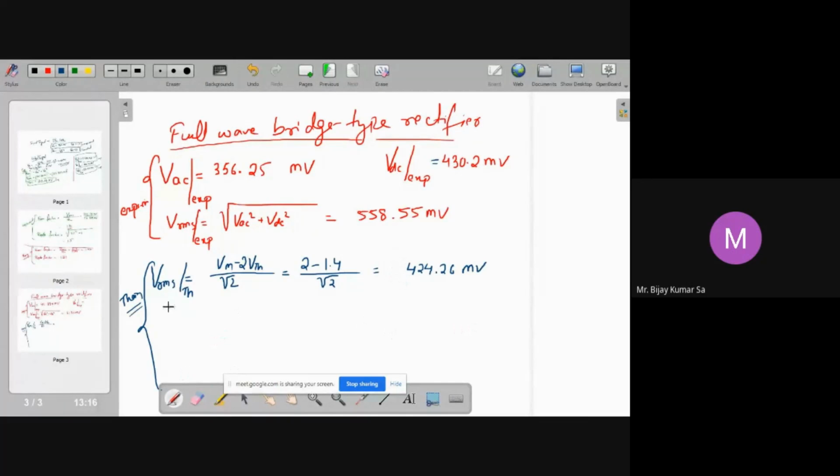Now we should go to calculate VDC theoretical. अगर आइडियल डायोड होता है तो क्या होता, 2 VM अपॉन पाई होता है, लेकिन ये आइडियल डायोड नहीं है, प्रैक्टिकल डायोड है, तो VM की जगह क्या लिखेंगे, VM माइनस 2 VTH। विल रिप्लेस VM बाय VM माइनस 2 VTH, ये ब्रैकेट का ध्यान रखना। Now you calculate.